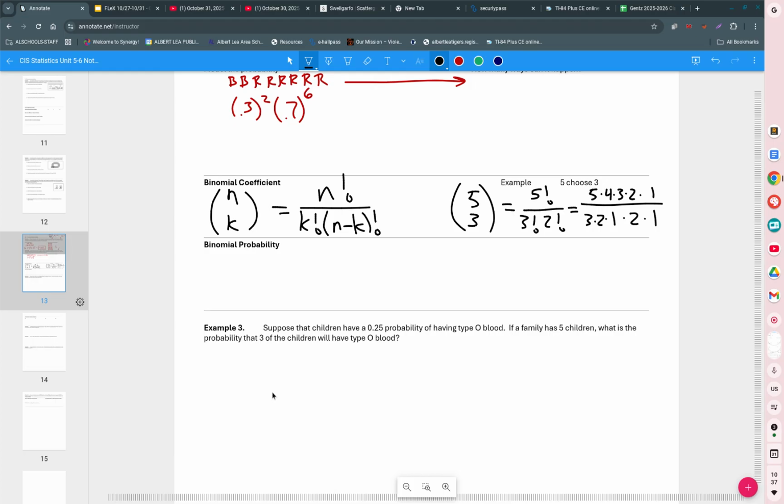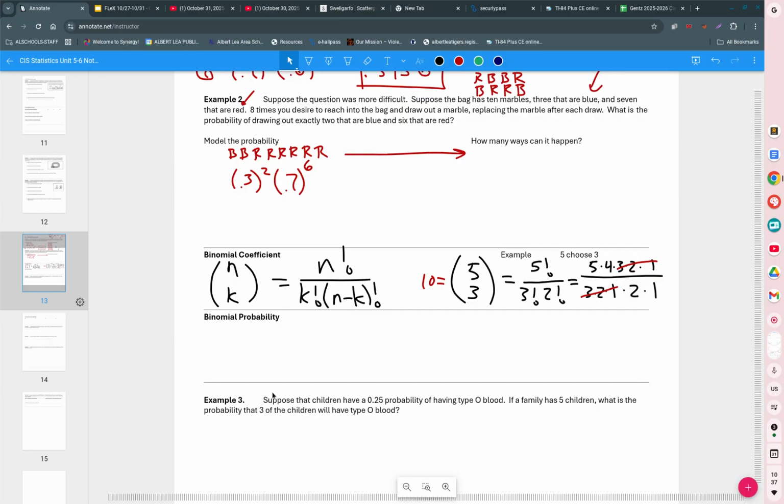And because we're multiplying, these things actually simplify pretty easily. Look at what we have. 3 times 2 times 1 cancels with 3 times 2 times 1. So what do you have in the top? 20. What do you have in the bottom? 2. So that makes 10. So 5 choose 3 is just equal to 10. It's not that difficult to calculate.